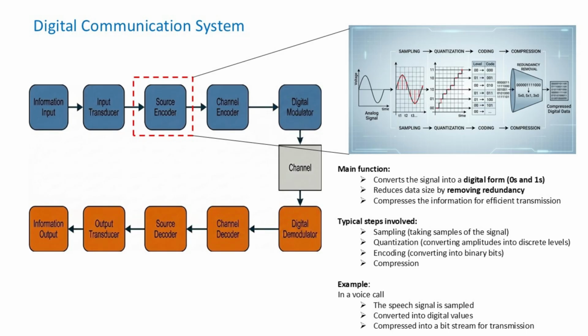For example, in a voice call, the speech signal is first sampled, then converted into digital values, and finally compressed into a stream of bits for transmission.